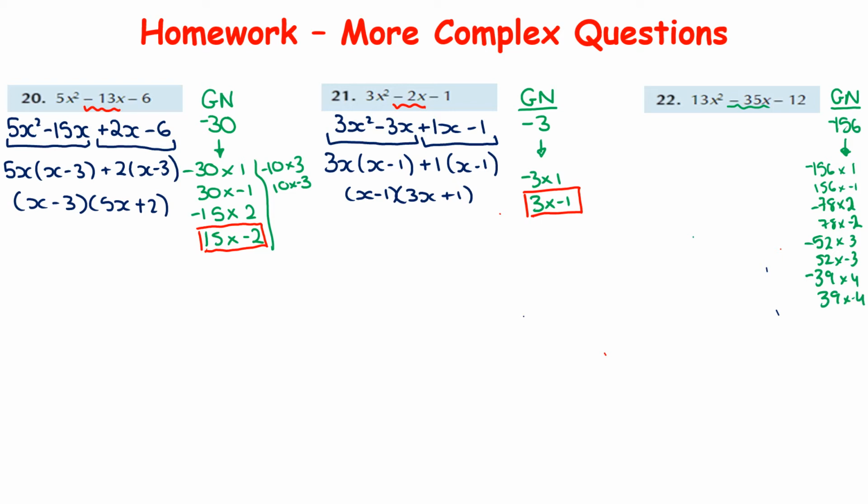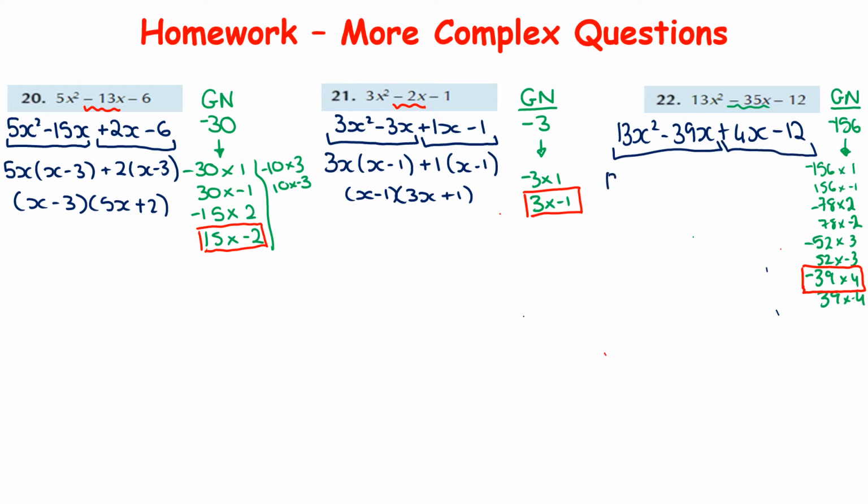Now there's a lot, we could keep going. However, we've actually got the one we want. We've gotten minus 39 plus 4. So when you get to the one you want, you can stop. You don't need to keep going with all of them, especially when we get really big numbers that have a huge amount of factor pairs. Minus 39x plus 4x minus 12. Double check that those middle two terms add back to minus 35.